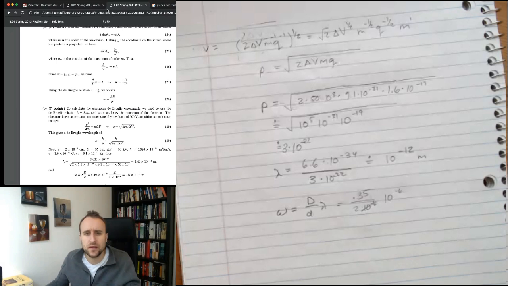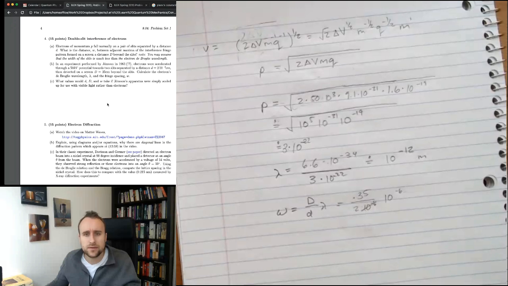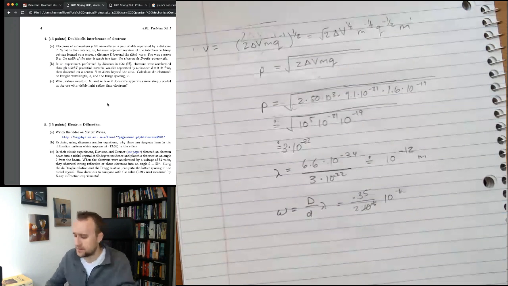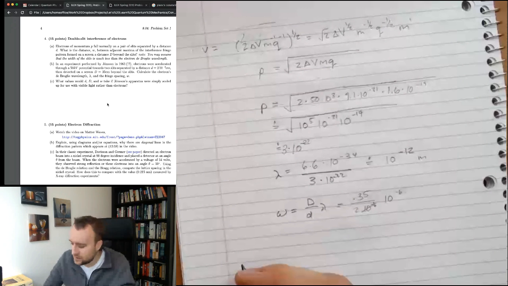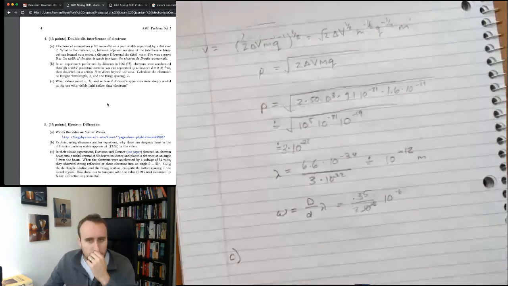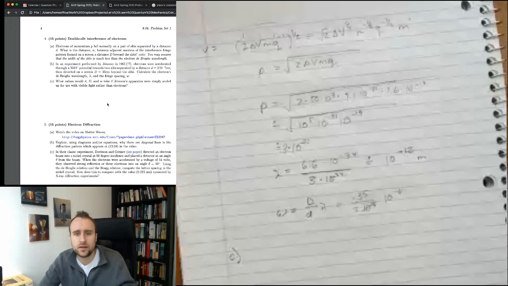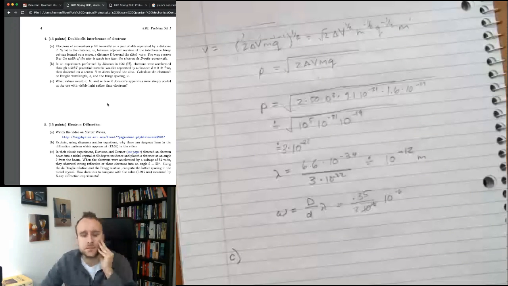So let's go back to the problem set. What values of d, D, and omega would there be if they were simply scaled up for use of visible light rather than electrons? So let me just write that here. Simply scaled up for the use of visible light. So what are they trying to say? Are we trying to maintain the fringe spacing?